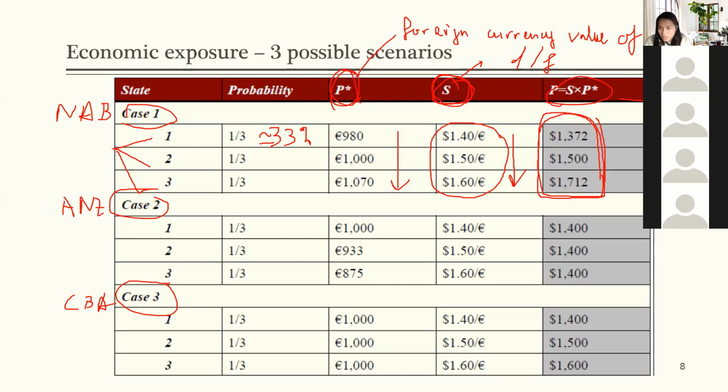Excuse me, ma'am. Yeah, sure. In this example, shall I assume that $1,372 is equal to 980 euros? Where is it? So 1,000, oh here? It's P star and P. Yeah. So this number here is the product of these two numbers. Okay. Yeah. Got it, ma'am. Yeah. So this is the domestic value of the asset, which is given by the foreign value times the exchange rate.